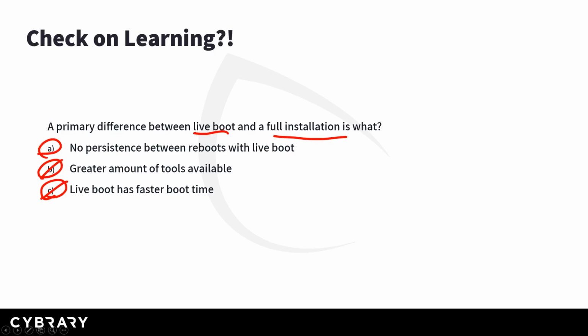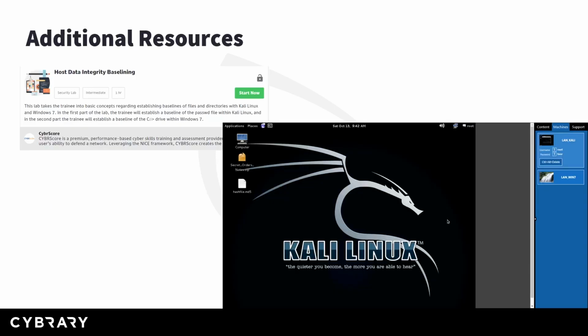Now, I want to point out some additional resources that you can use. For those of you that have access to the labs and things of that nature, I used the Host Data Integrity Baselining Lab, and they have a copy of Kali Linux under the machines that you can use. If you're not looking to download a hypervisor and do an installation on your system, and you would just rather jump right in and be able to work with some commands and start navigating the environment, this is a good lab and a virtual machine to use.